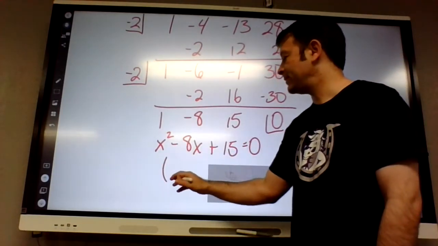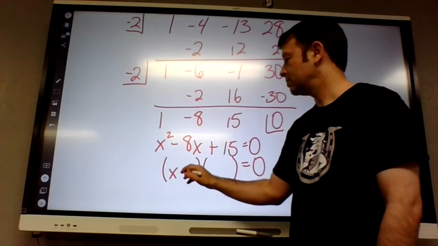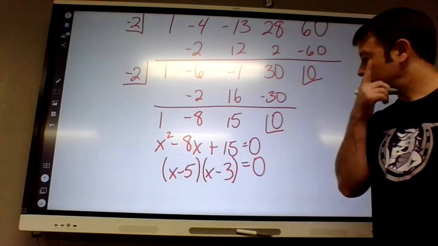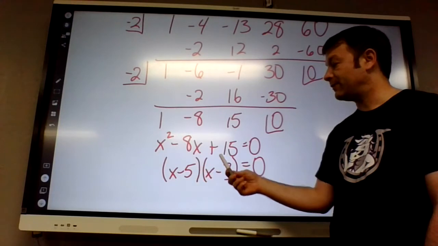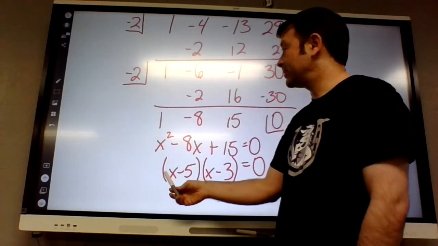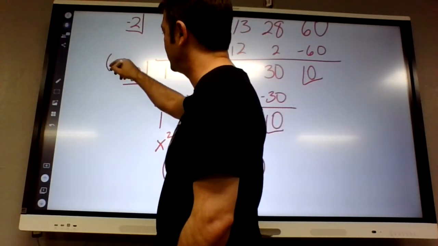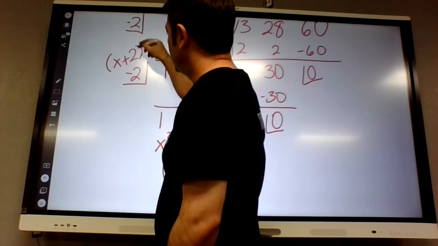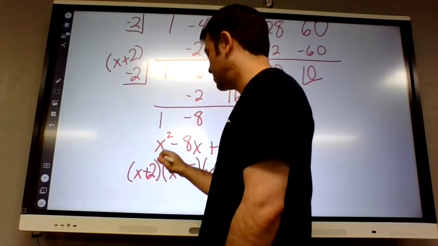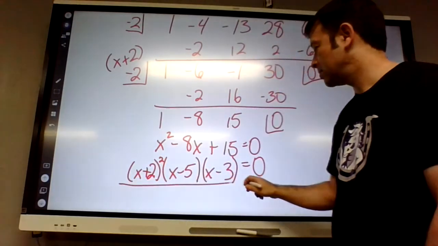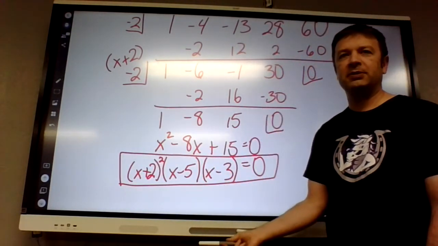What multiplies into 15 that adds up to -8? -5 and -3. And again, if I was saying, okay, what are the roots or the zeros of the function, it'd be 5 and 3. But actually, I'm just looking for the factors. If -2 is an answer, what's the factor that goes with it? x plus 2 and x plus 2. Or you can just put x plus 2 squared. It's not wrong if you write it twice anyway.